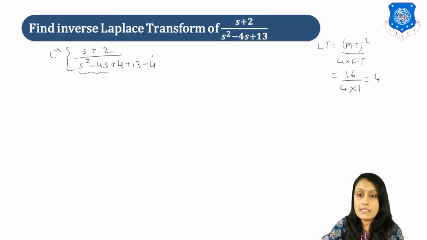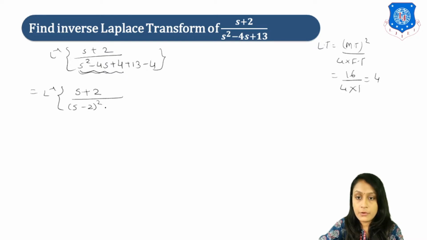So to balance it, we'll apply this minus 5. Now s plus 2 as it is. So from here what we will get? s minus 2 whole square, and from here we will get 9. Now here we have s minus 2, so we'll try to make s minus 2 in the numerator.